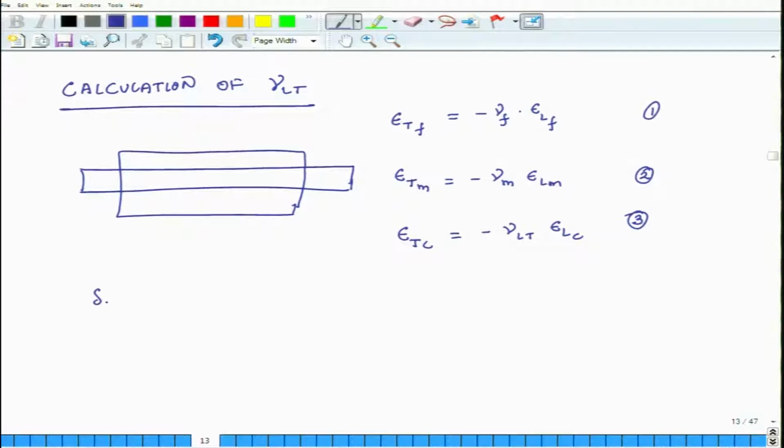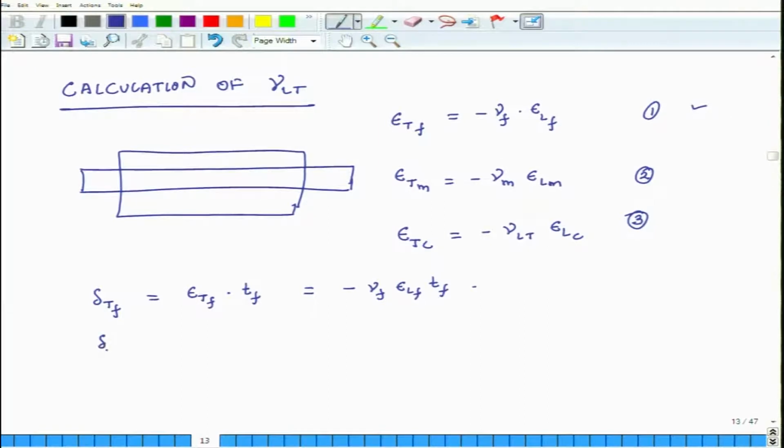So, delta T f, the reduction in thickness of the fiber, will be what? It will be nothing but the Poisson's strain in the fiber times its original thickness. So, it will be epsilon T f times T f, right, and this is equal to minus mu f epsilon L f T f. So, I am using equation 1 in this relation.